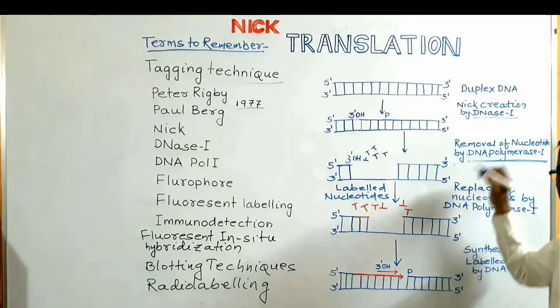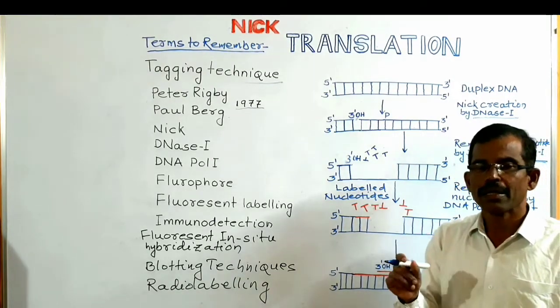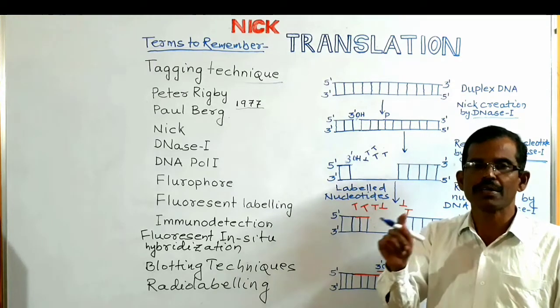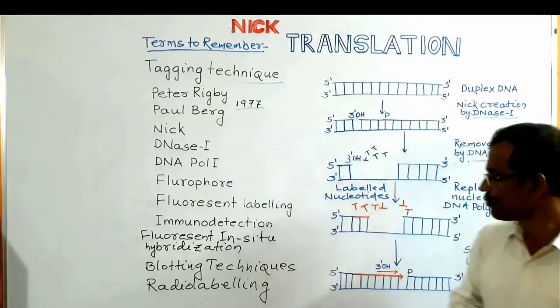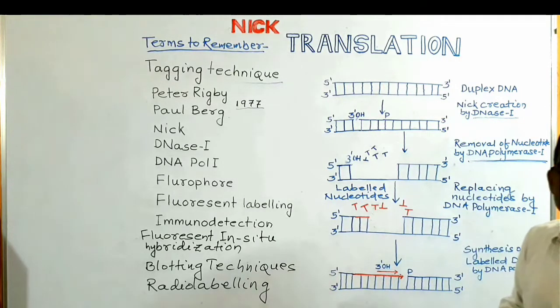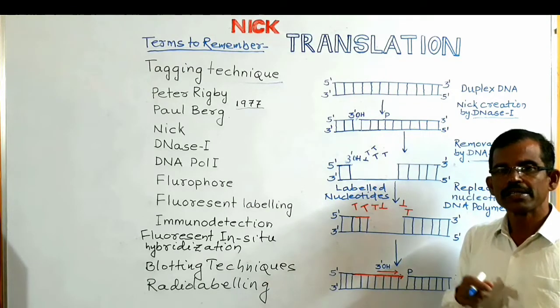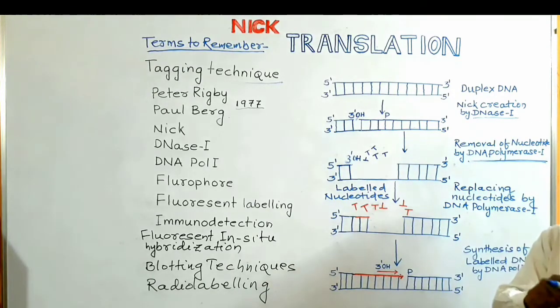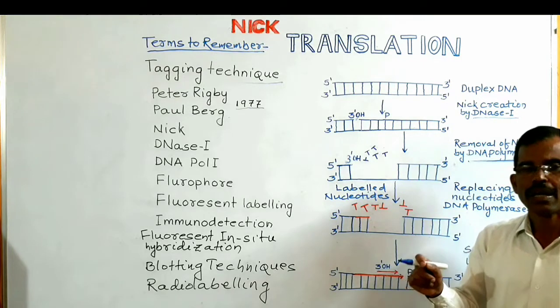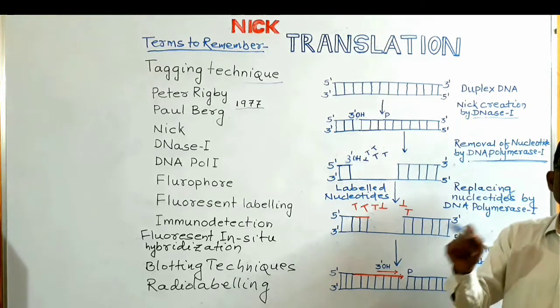DNase 1 is the enzyme that introduces a small single-stranded break in only one strand of a double-stranded DNA molecule. DNA polymerase 1 is another enzyme which has two activities. One is 5' to 3' exonuclease activity and the other is 5' to 3' polymerase activity.